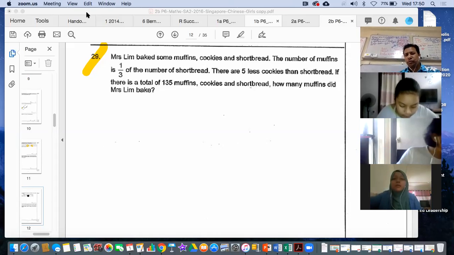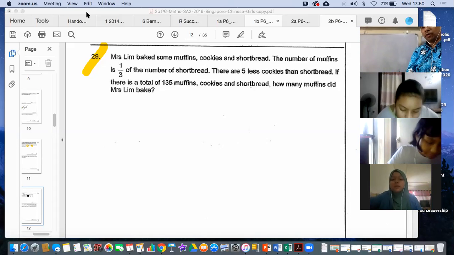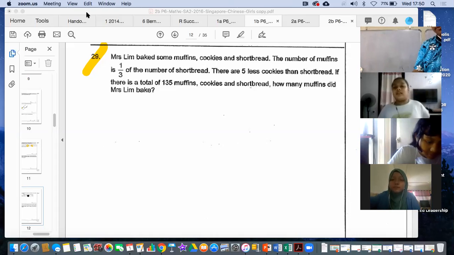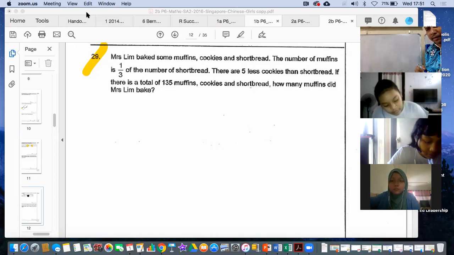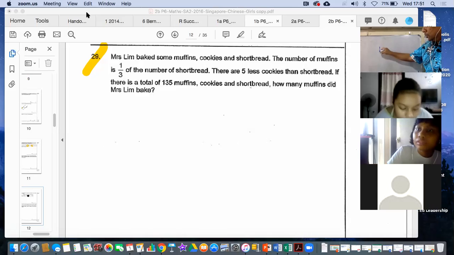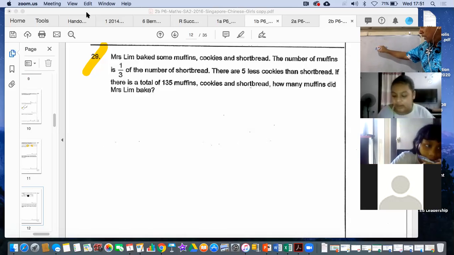I will soon draw the model. Okay, I will draw the model. You can see the model. Okay, you know, you can see now with this small screen. Can, right? I'll draw it big. So the least is muffin. Muffin is 1 unit.